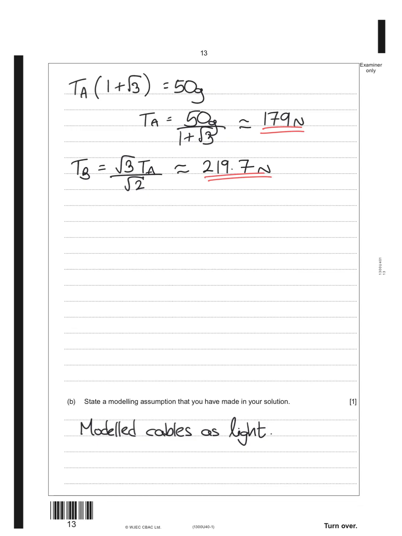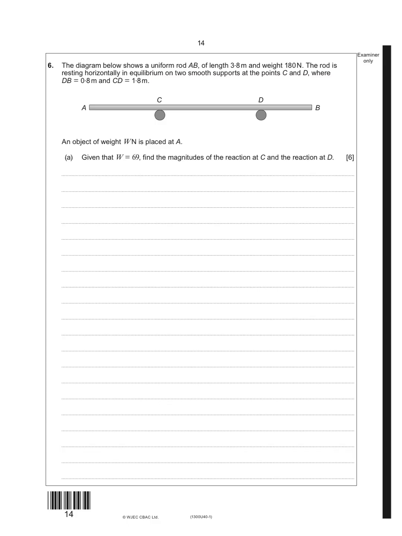Okay, cool, moving on. Question 6. We've got a little bit of moments going on here. AB is of length 3.8 and it's uniform. So I'm going to do all my annotations on this diagram here. I can say that the weight is going to be here. And what other forces have we got? We've got the reaction here at C. We've got the reaction here at D. An object of weight W is placed at A.